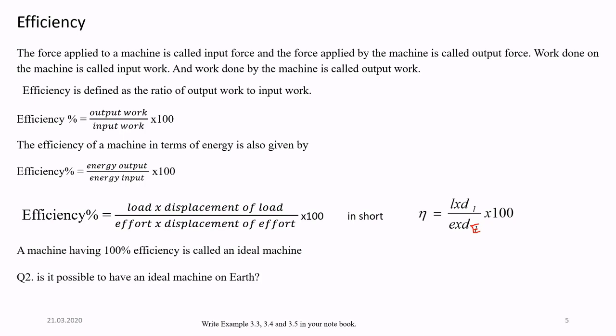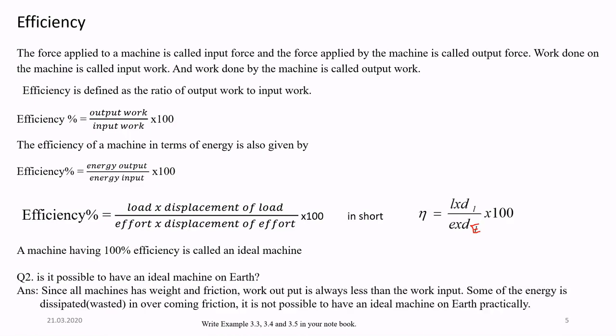Now do you think there is a possibility of having an ideal machine on Earth? Think for a while. There is no possibility of having an ideal machine on Earth because every machine has weight, and as the machine has weight, automatically there will be friction, and a certain amount of the energy input that we give will definitely be converted into other forms of energy, which we call dissipation of energy. Some amount of energy is always dissipated in the form of heat, sound, or light.